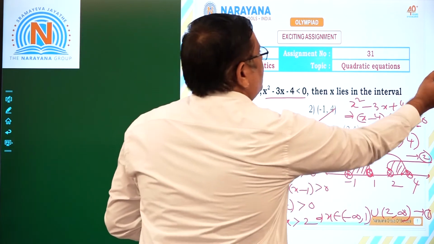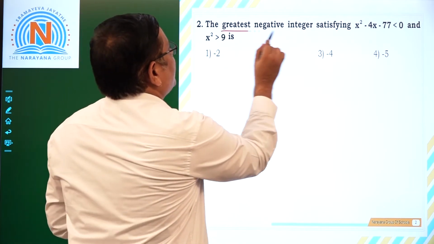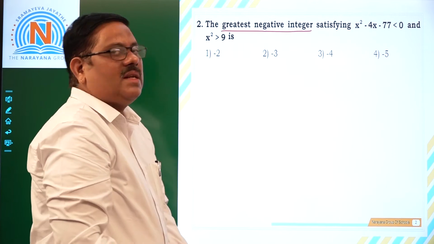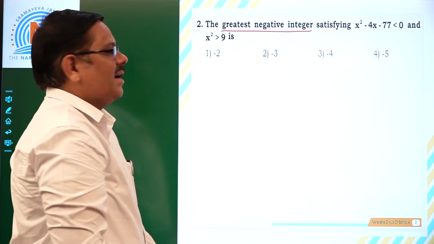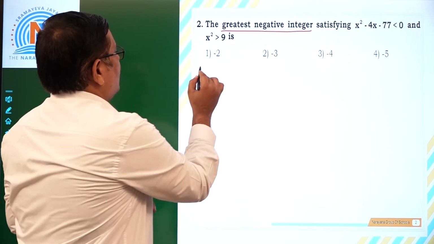Now we will move to the next question. The greatest negative integer satisfying x square minus 4x minus 77 less than 0 and x square greater than 9. Here also we are given two inequalities. Let us try to solve them.